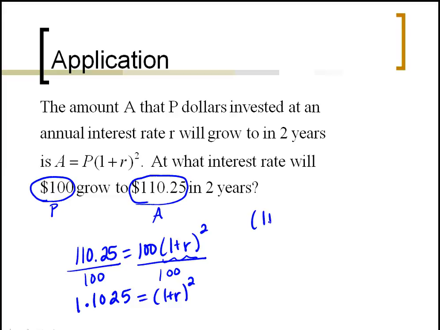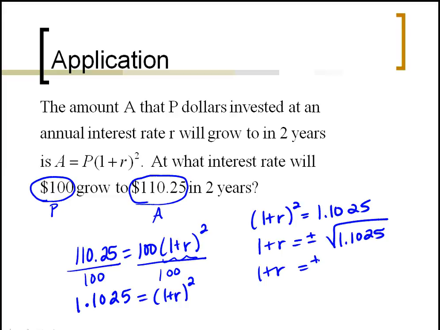So let me write that over here again. So we can apply the square root property to get 1 plus R is equal to plus or minus the square root of 1.1025. And I'm hoping that that number has a pretty nice square root. And it does. The square root of that number is 1.05. So to solve for R, we have to subtract 1 from both sides.